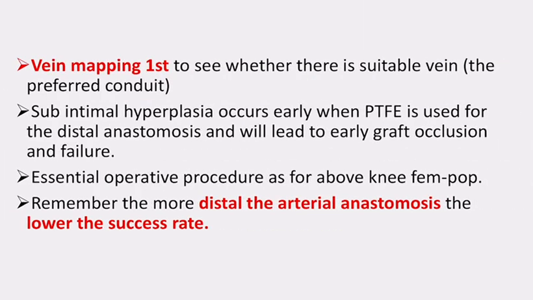Now, before any type of angioplasty or bypass, vein mapping is done first to see if there is a suitable preferred vein conduit. Intimal hyperplasia occurs when PTFE is used early for distal anastomosis and will lead to early graft occlusion and failure. Actually, these are not required for this patient, so avoid this.